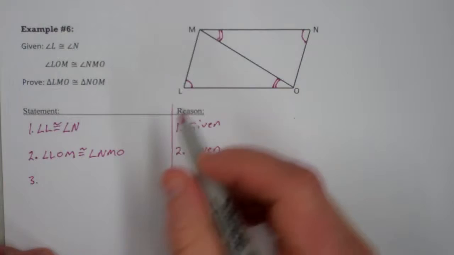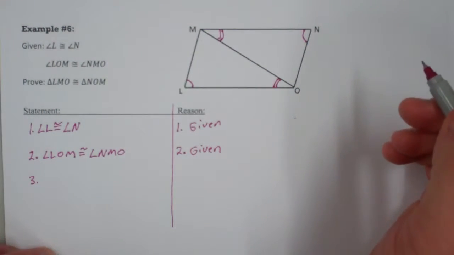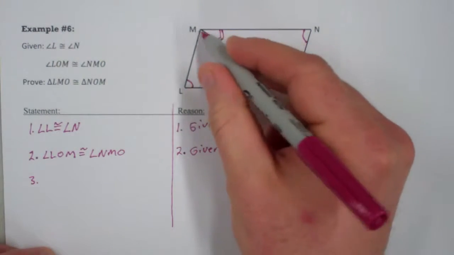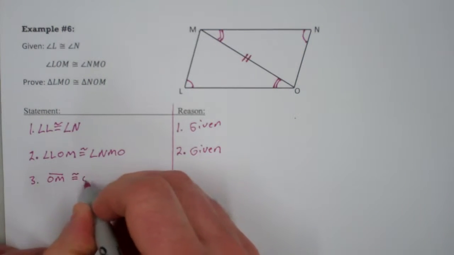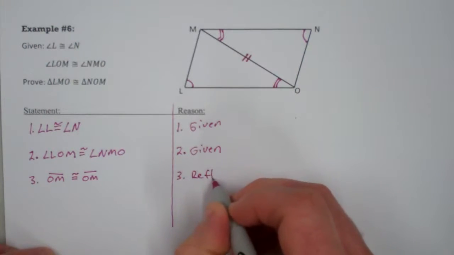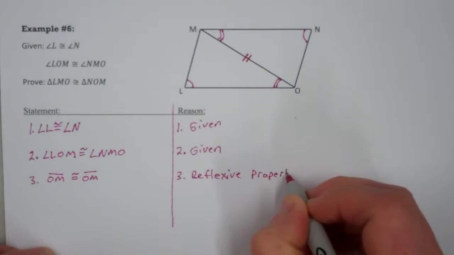Well, if we look at these two triangles here, they share a side, and that side is going to be congruent to itself. So I'm going to put a couple tick marks here on OM. We are totally allowed to say that OM is congruent to itself, and that is the reflexive property at work. So we'll list that as our reason.